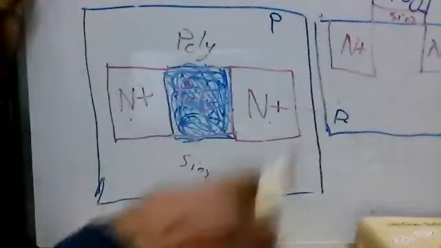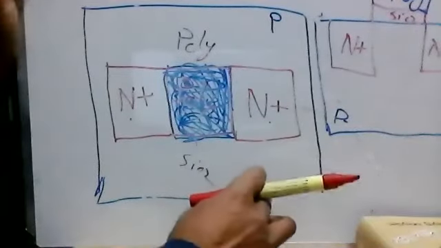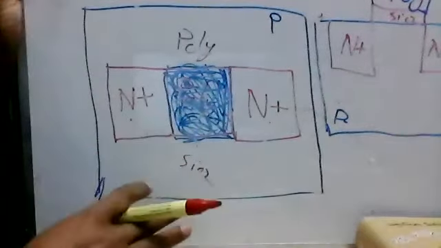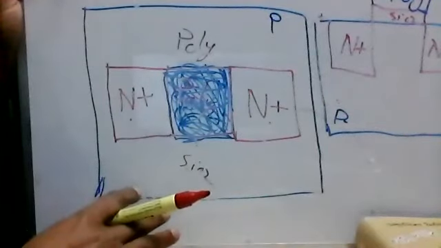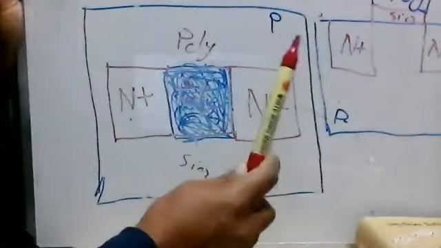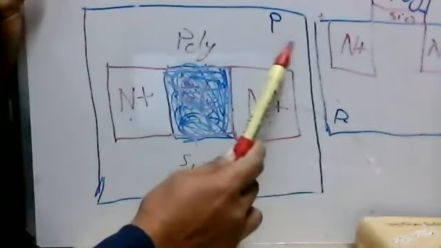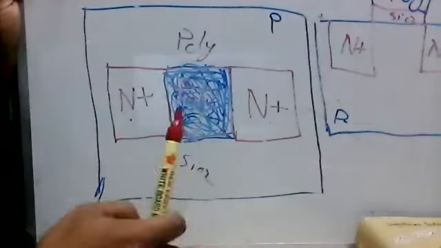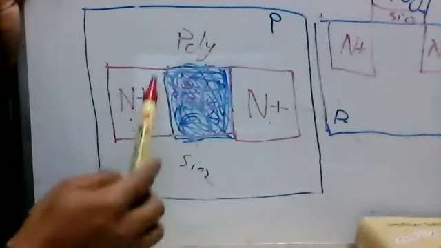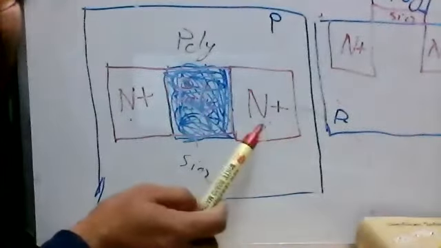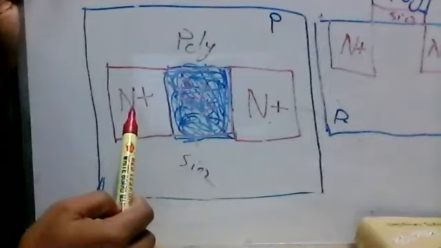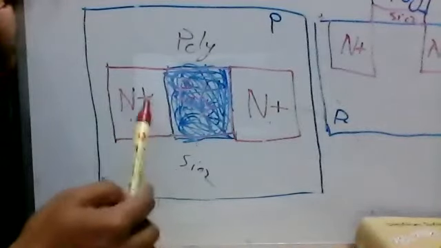So the first thing we do for the layout diagram is take the different layers of materials one by one. The first layer we use is a P-type silicon or P-type substrate, and on top of that, inside, we make two rectangles. Sometimes it looks like a square too, but it doesn't matter. It can be rectangular or square. The two square or rectangular areas will be diffused with N-type material like phosphorus or arsenic.